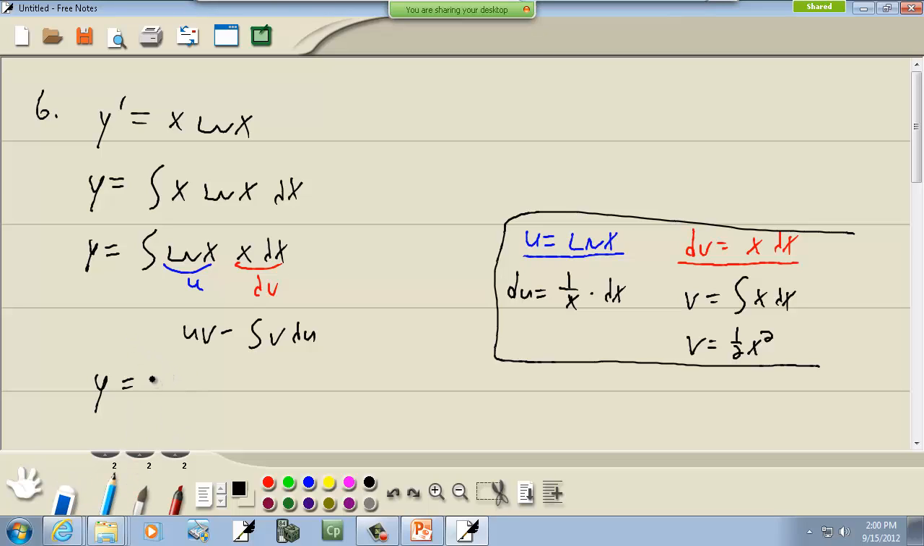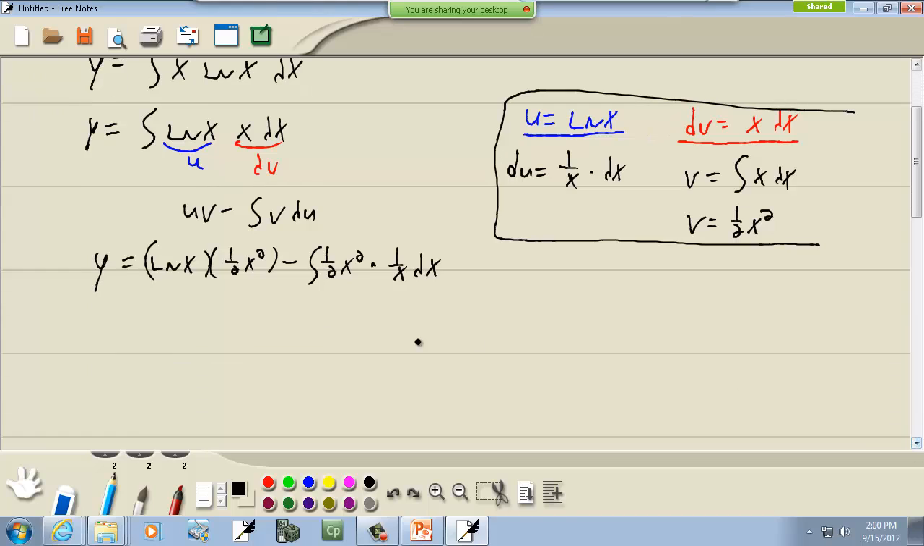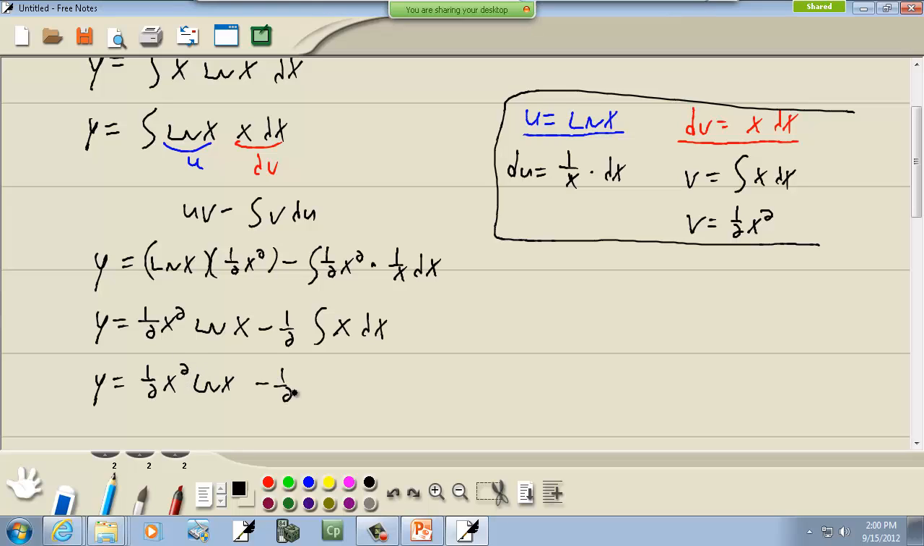Okay, so u was natural log of x times v, which was 1/2 x squared, minus the integral of v, which is 1/2 x squared, du, which is 1 over x dx. Take the 1/2, put it out in front. Also put the x squared out in front, so 1/2 x squared natural log of x. Take the 1/2 and put it out in front of the integral. And we got x squared over x, which is just x. So then we got 1/2 x squared natural log of x minus 1/2.